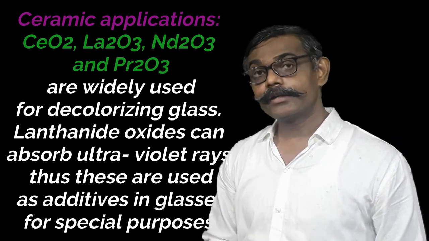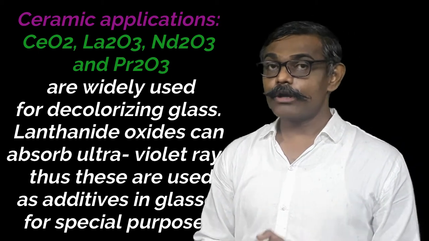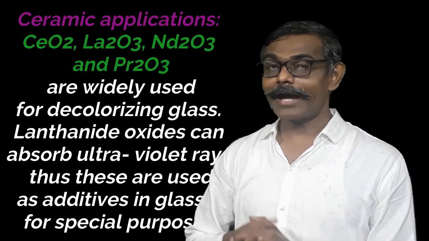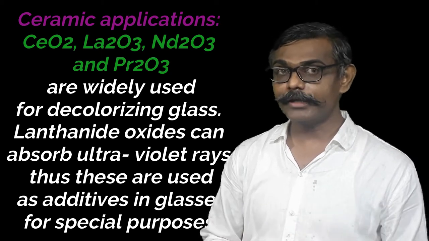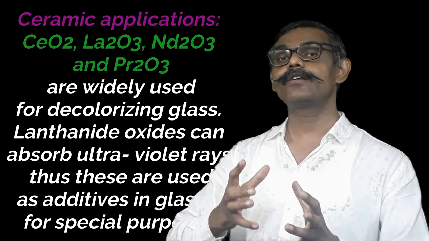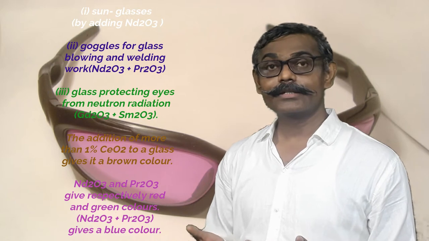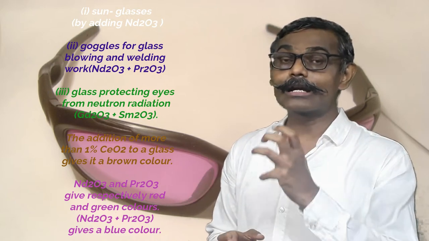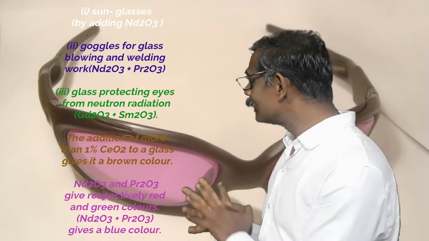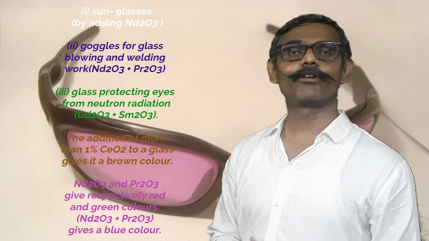Lanthanum oxide can show absorption in the ultraviolet region. So in order to protect the eyes from ultraviolet waves, ultraviolet energy, these lanthanum oxides are used in the glass. In sunglasses, neodymium oxide can be used. It can give particular color to the glass. See, colors also are represented here. Various colored glasses can be obtained by these lanthanoids.